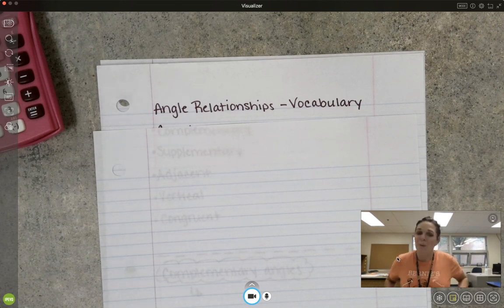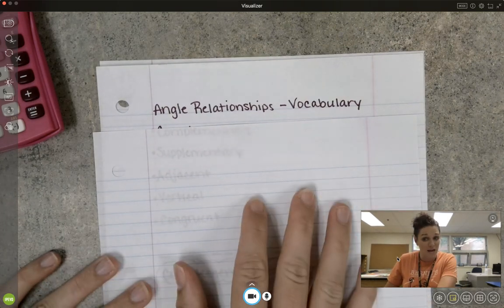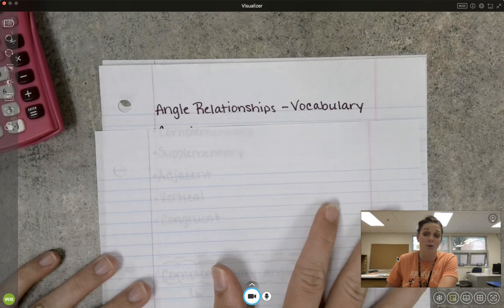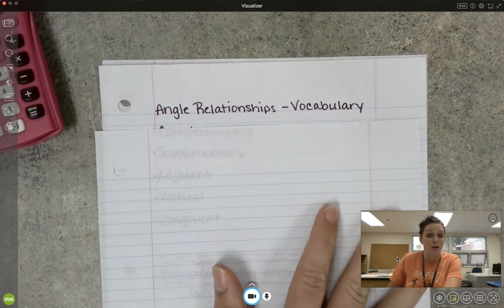Hey guys, welcome to our first step of talking about angle relations. In this, we are going to be focusing in on the vocabulary that ties to it. You guys have been learning angles and talking about angles with acute and obtuse and all of these different things already. So we're going to take a look at some specific words that tie with it. So let's have our notes out.